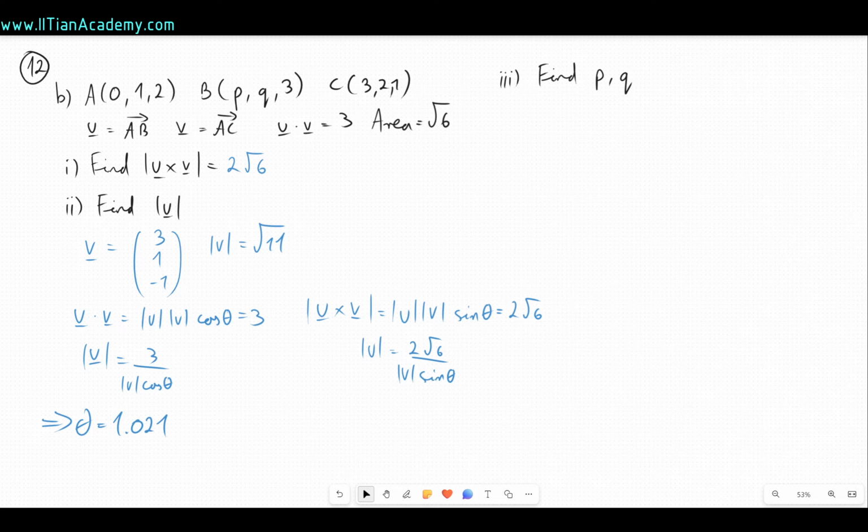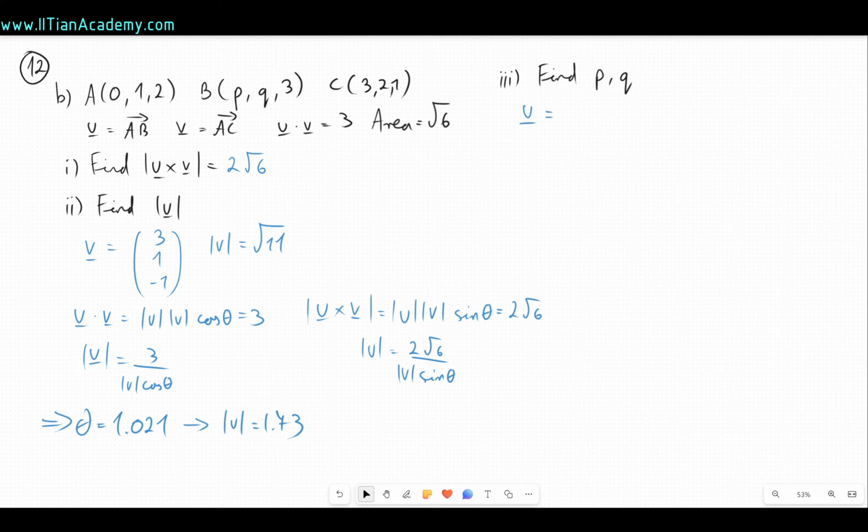And so if we plug this theta back into here, we know the magnitude of v, so we can find the magnitude of u is 1.73. So this is what part 2 was asking of us, the magnitude of u. And then in part 3, we need to find the values of p and q, or possibly the pairs of p and q.